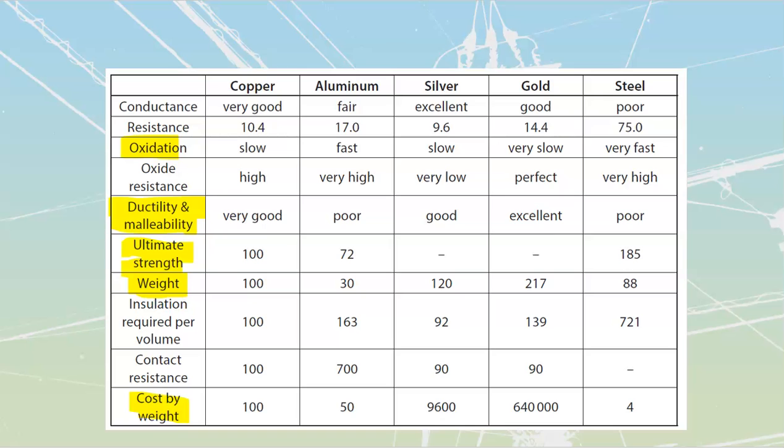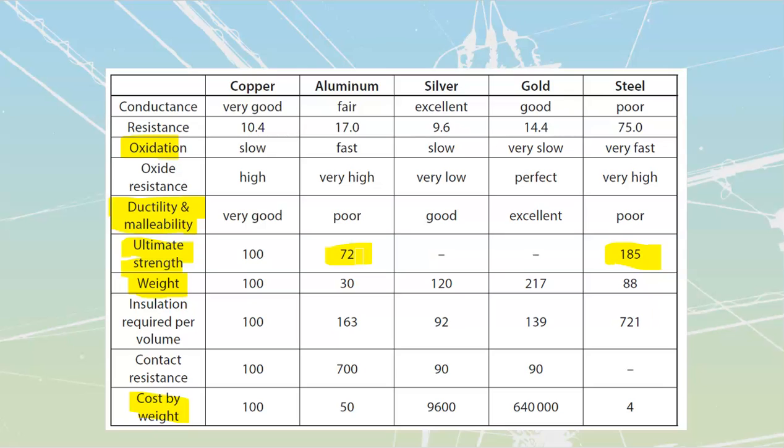Copper has pretty good ultimate strength. Steel has incredible ultimate strength. Aluminum has pretty crappy ultimate strength. If you've ever worked overhead lines, you know that there's going to be a messenger cable or a steel cable in the center. That is used to support the weight, because otherwise the aluminum would just pull apart.